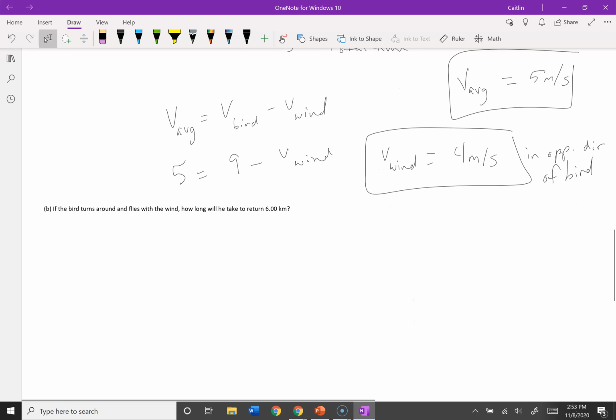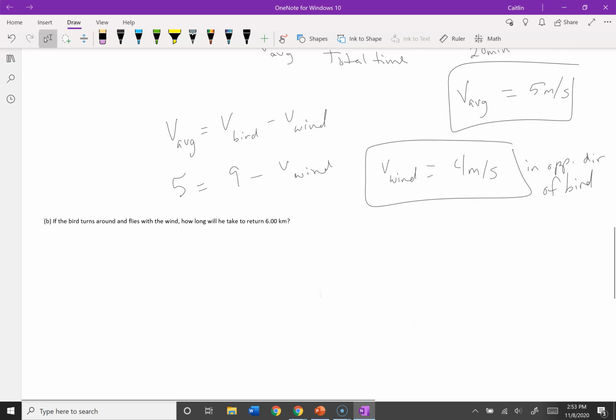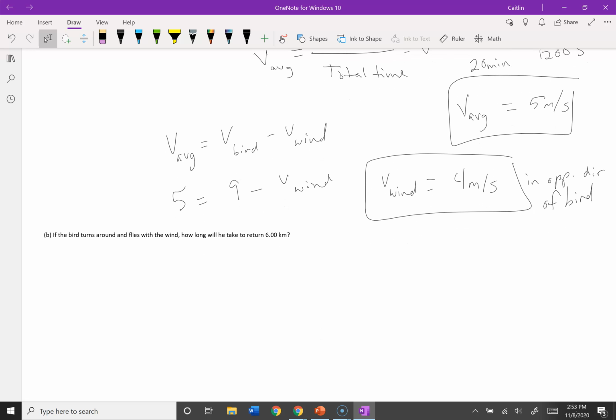Okay. All right. The next one says, if the bird turns around and flies with the wind, how long will he take to return 6 kilometers? So now we're saying, let's flip the bird's velocity's sign, basically. So now instead of 9 meters per second, he's going to fly at -9 meters per second. And the wind is still going to be 4 meters per second. So that would give us an average speed. This time instead, the velocities would be added, of -13 meters per second.